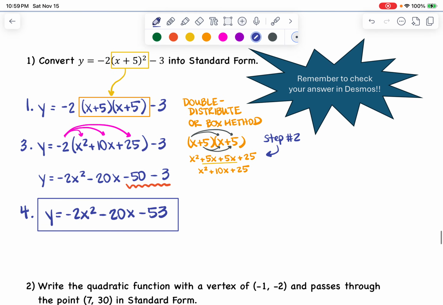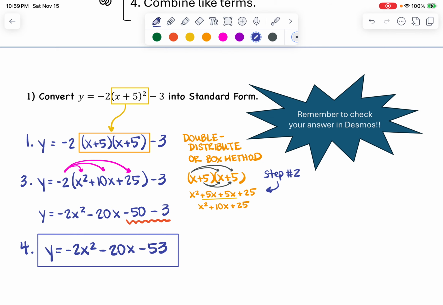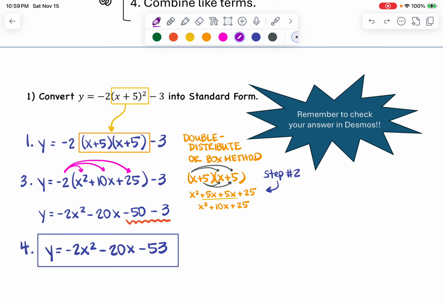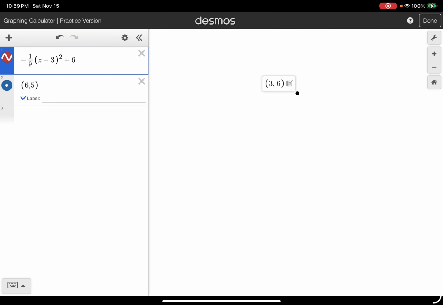Now let's talk about how to check this in Desmos. Well, guys, this parabola is the exact same as this parabola, or it should be. We've just written it in a different form. So when I type them both into Desmos, I should get the exact same graph. Okay, so here we go. Negative 2, 5, and negative 3. Here we go.